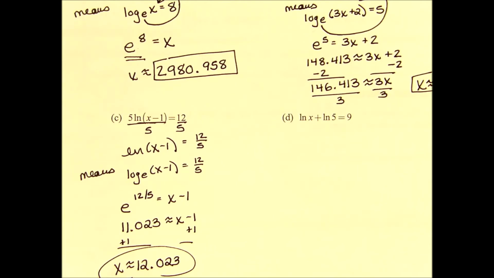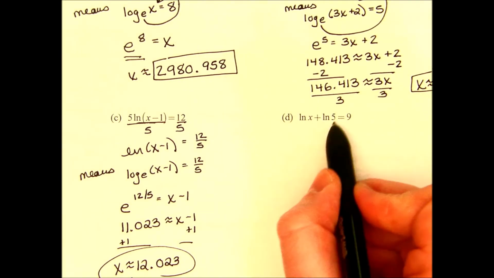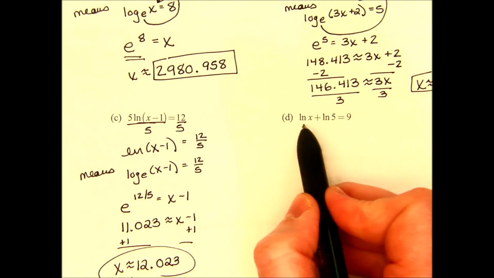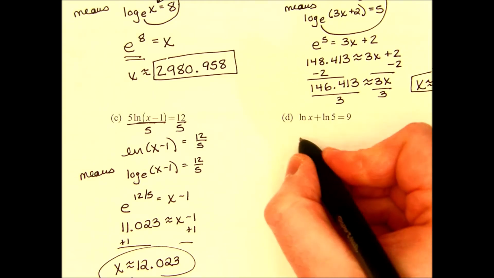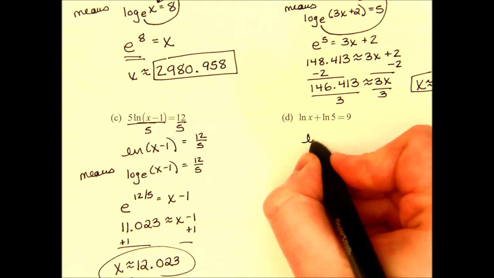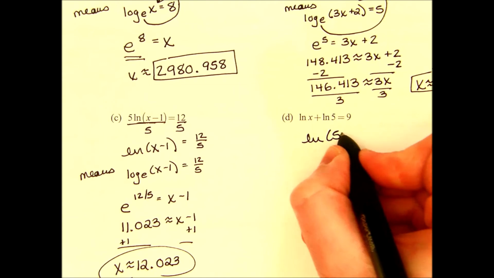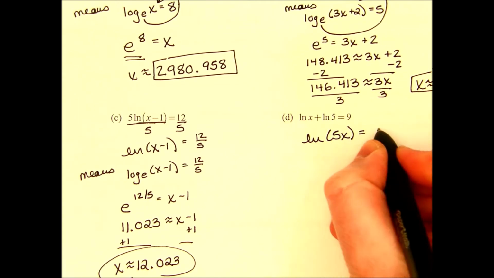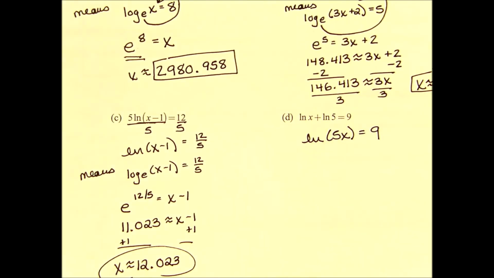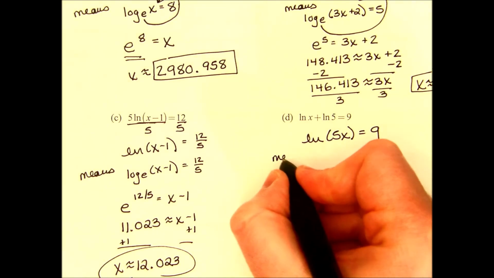In letter D, we have 2 natural logs. Well, like any sort of log equation, we can't handle dealing with more than one log in the problem. So if we have 2 natural logs, we're going to use our properties of logs to combine these 2 into a single log. When you add logs, remember, you multiply the stuff inside. So this is going to give us the natural log of 5x equals 9. Go from there.